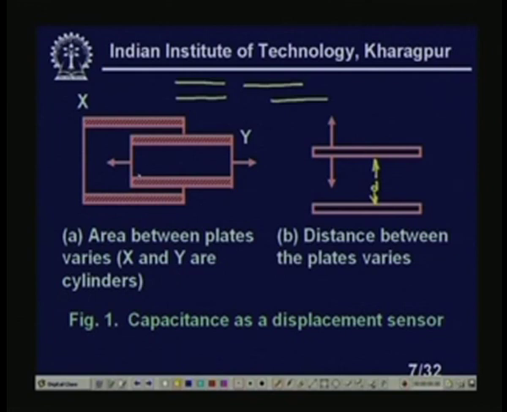So, here the area between the two plates changes. Plates can be either plates or two cylinders. Here the distance between the plates varies. So, both ways the capacitance change will be there. So, that can be utilized to make our displacement sensor.